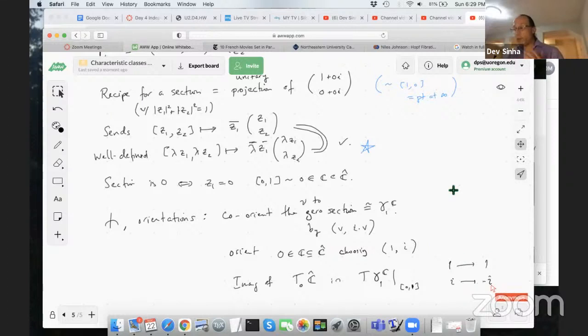So you have to say a little bit more perhaps about how you're identifying the tangent space of gamma 1c over that fiber 0, 1. It's a line with slope 0 or whatever, but with the complex numbers. But yeah, and so what we find is that 1 and minus I, versus what's supposed to be oriented, which is V and IV, they don't match.